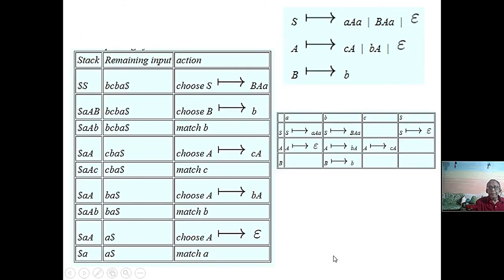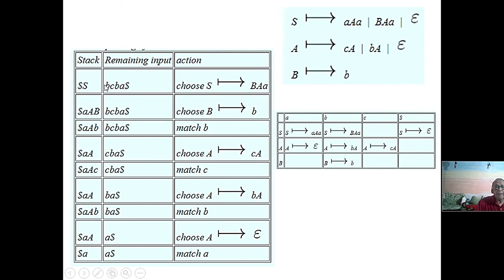Okay. So, say we have a string BCBA. As input string, we put BCBA dollar, and on the stack, we put dollar and the start variable. Now, we have to check S with this B. For S with B, we found the rule BAS, BAA, this rule.